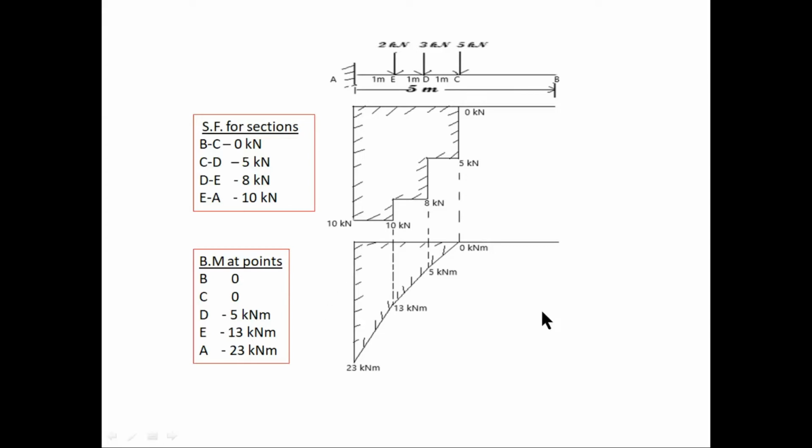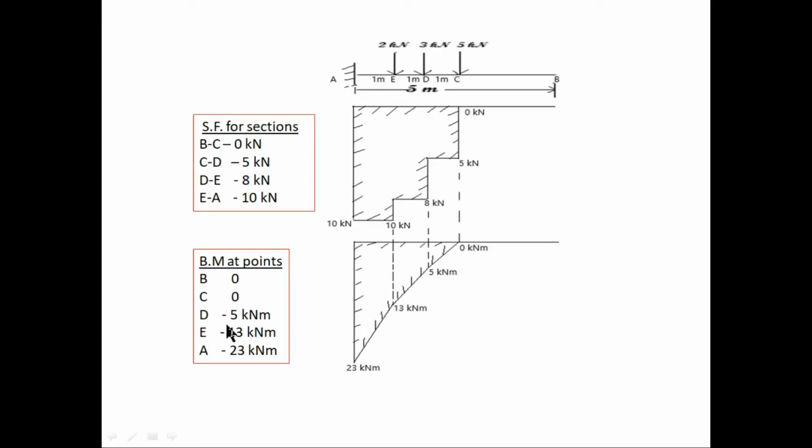So now let us look at how to draw the BM diagram. For a BM diagram, let us look at the BM at different points. So for point B, the BM is 0. For point C also the BM is 0. At point D, the BM goes to 5 kilonewton meter. Now for point loads, the BM is a straight line. So we join this 0 and 5 kN meter.